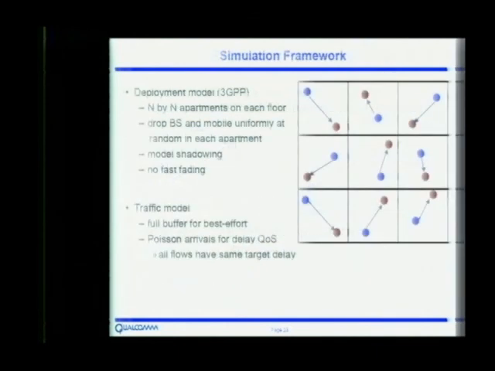So now, quickly go over some simulation. Okay, it's 10 minutes more.